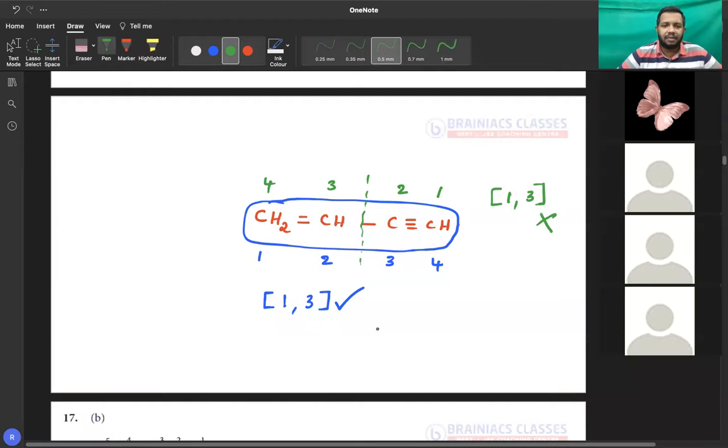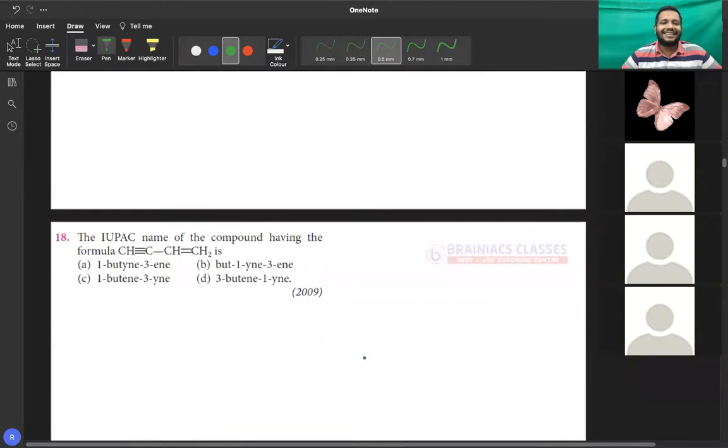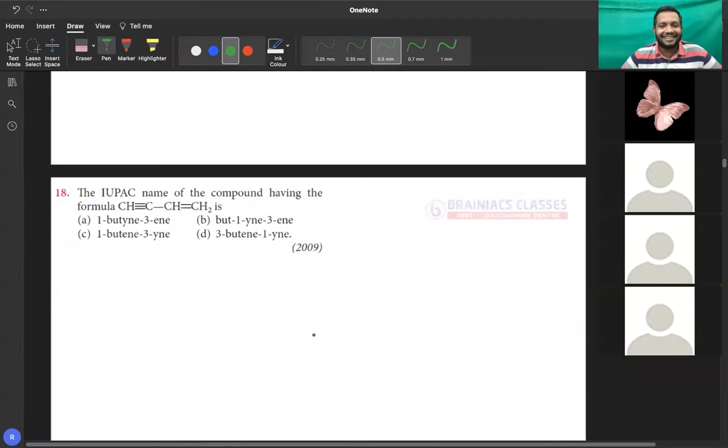So my answer here will be which one? But. Tell me, but. So we know that ene and yne is there. So but-1-ene, and at the third position you have yne, 3-yne. This will be the correct answer. Clear? This was a question.